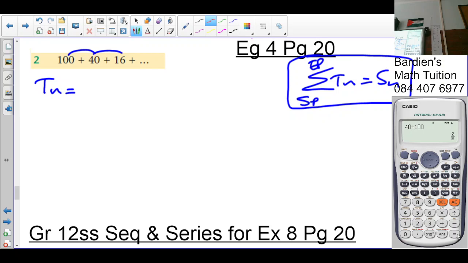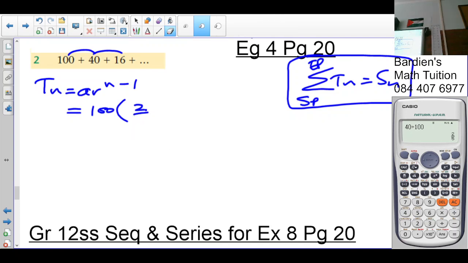So we got a r to the n minus 1. Your a value, of course, is 100. r is 2 over 5. Okay. So that's 100 into 2 over 5 raised to exponent n minus 1. Can we multiply this 100 and this 2 over 5? No, because of that unknown exponent there. Okay, so that's my general term.